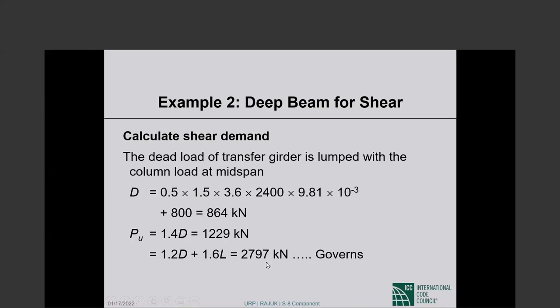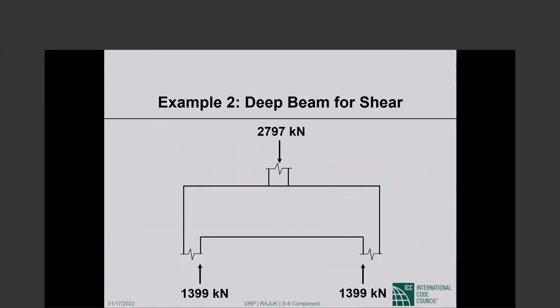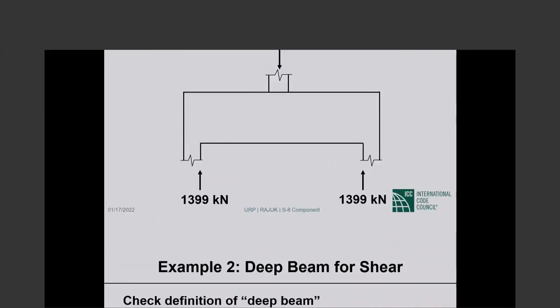So the governing load is 2797 kilonewtons. So we are showing the 2797 at midspan, and that will give us support reactions of 1399.